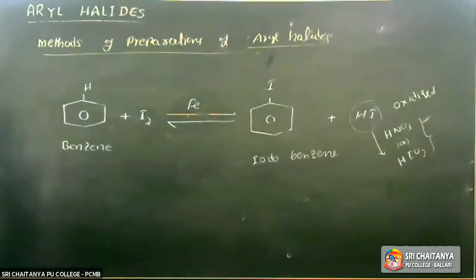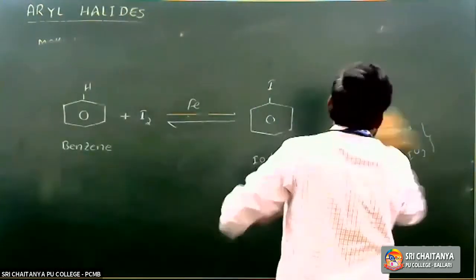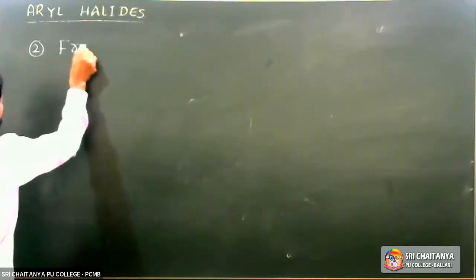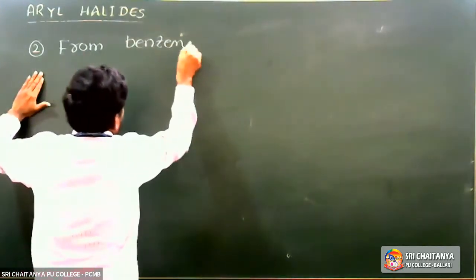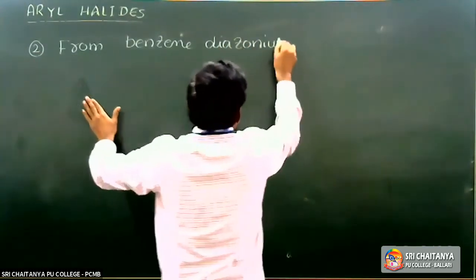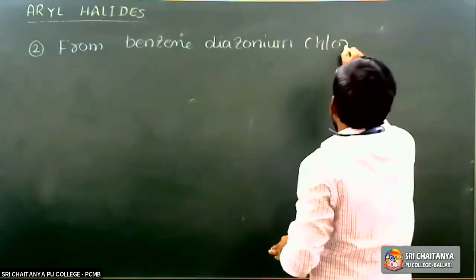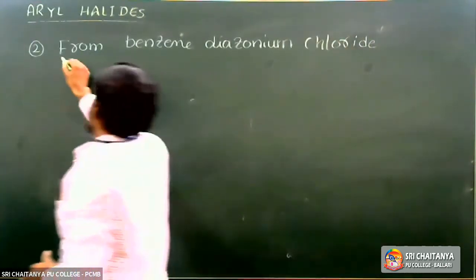The second one is a named reaction, and it is a very important reaction. First method was from benzene. The second method is from benzene diazonium chloride.